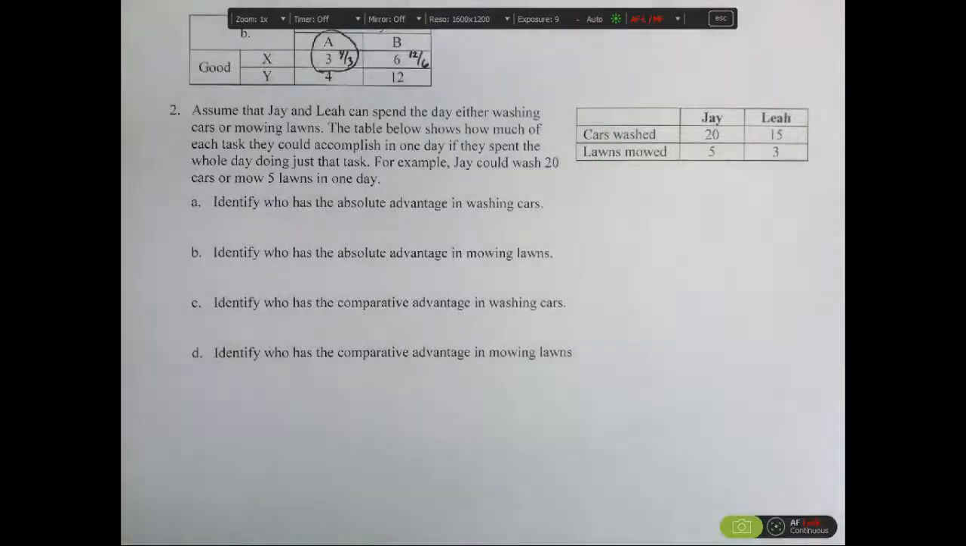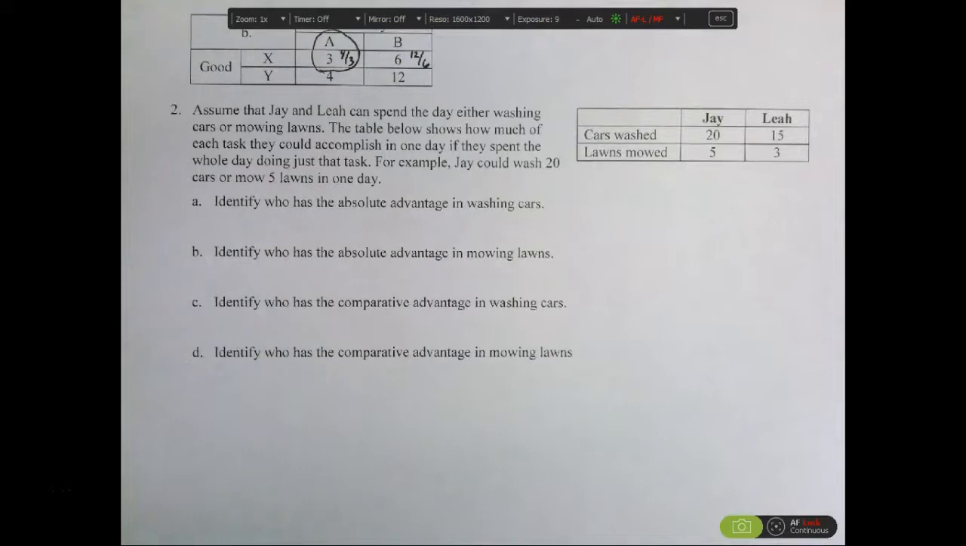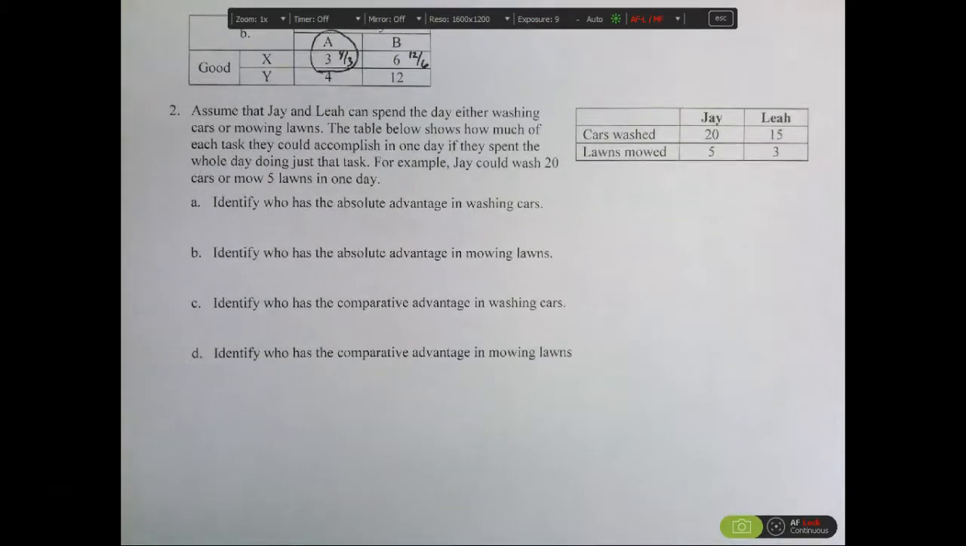When we're looking at absolute versus comparative advantage, we have to keep in mind the difference between the two. Absolute advantage means I can make more of something than somebody else, versus comparative advantage where we're looking at the relative cost in terms of opportunity cost.